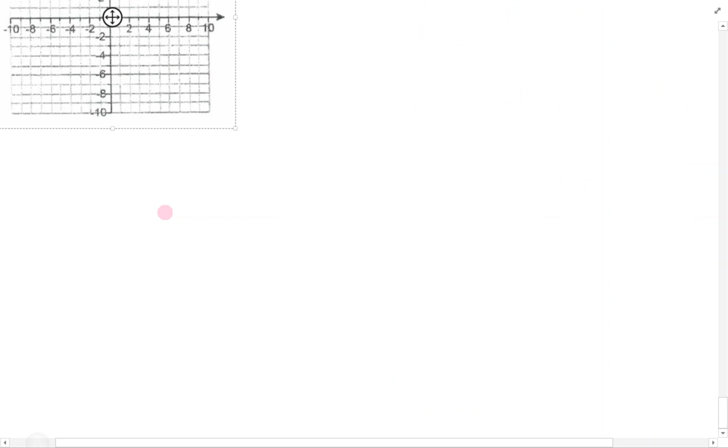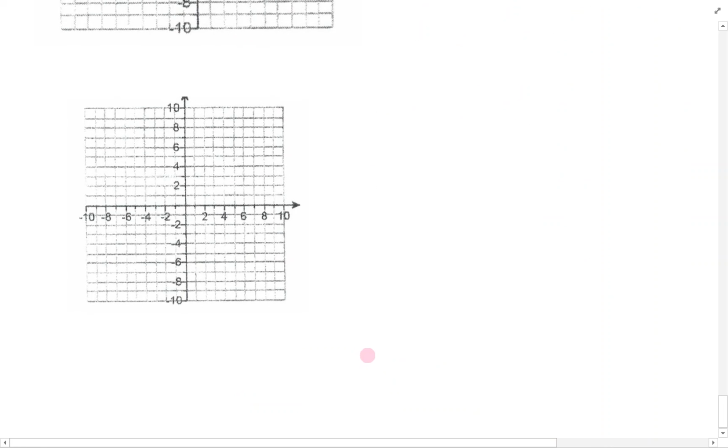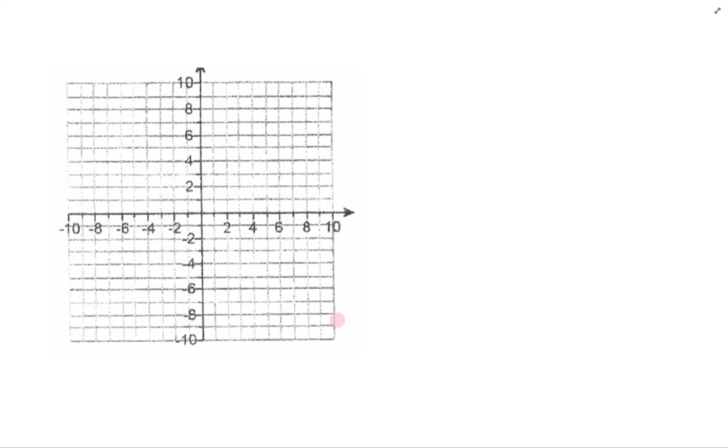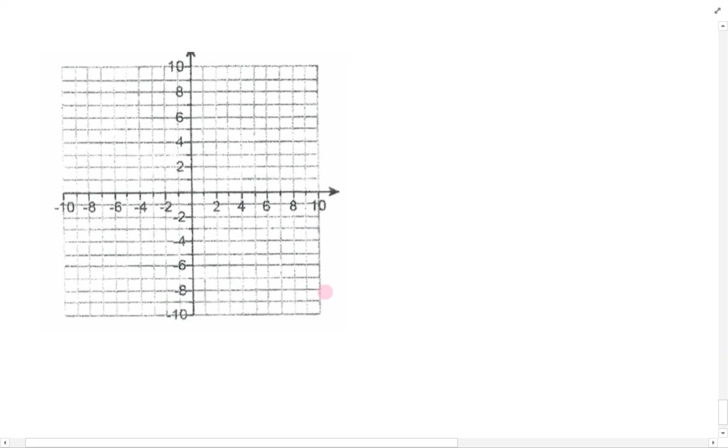Oops, just grab the other one. There we go. All right, make it a little bit bigger. All right, this is the last of the graphing. This review is much longer than the actual test will be.